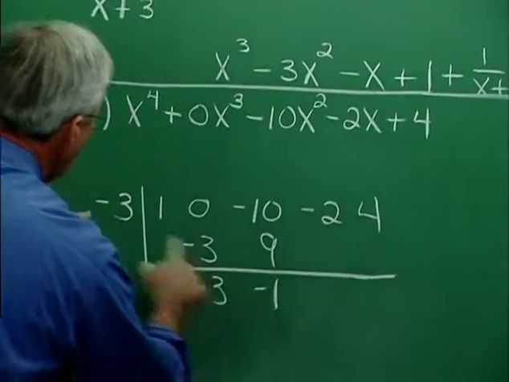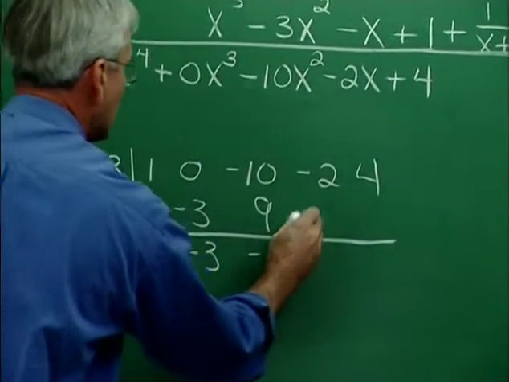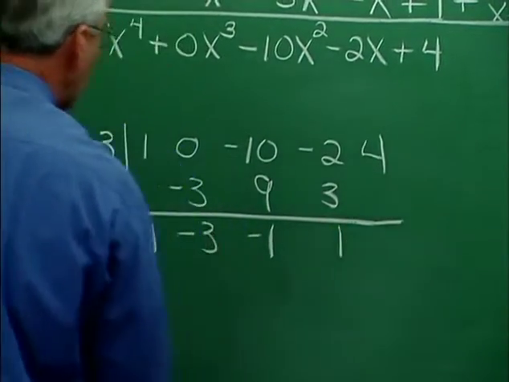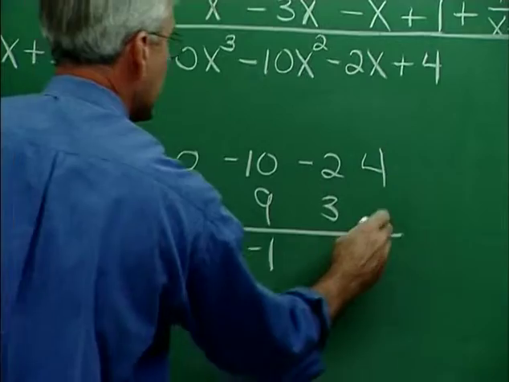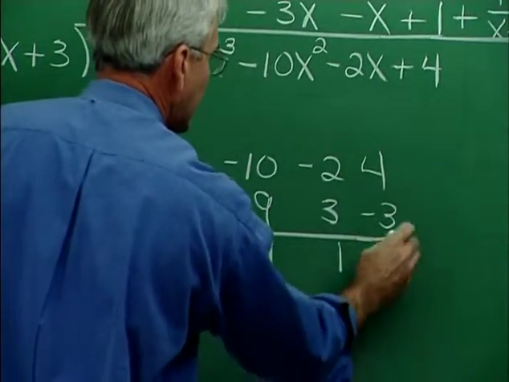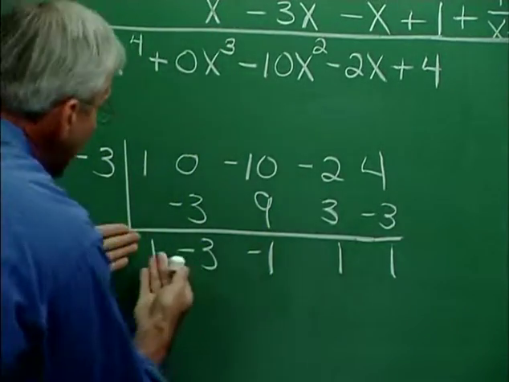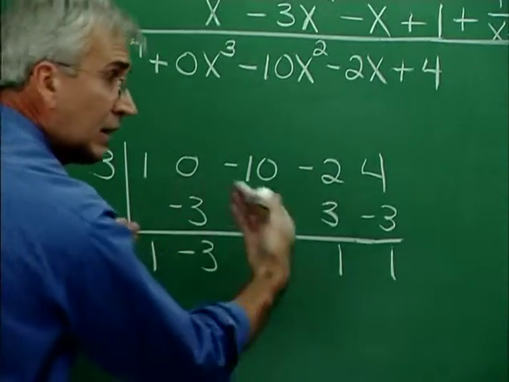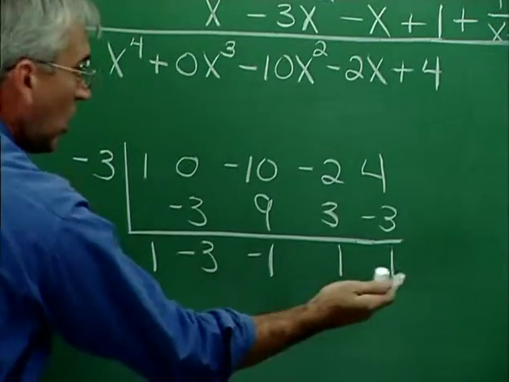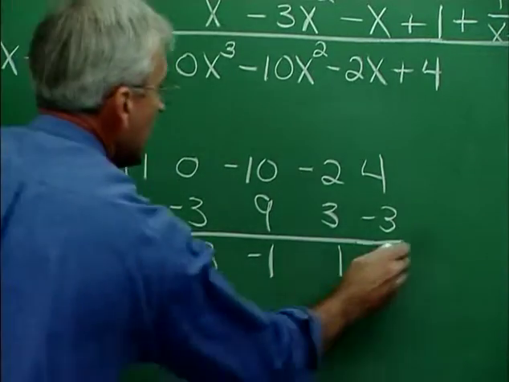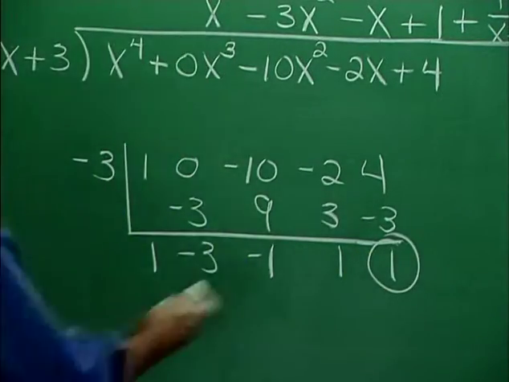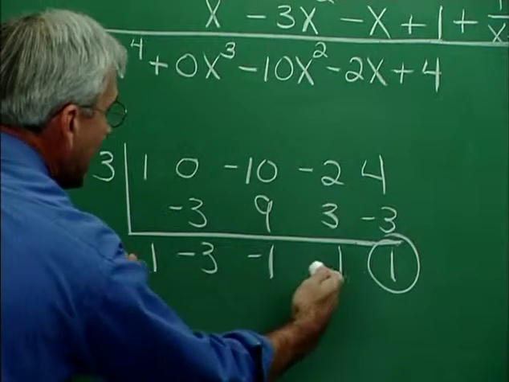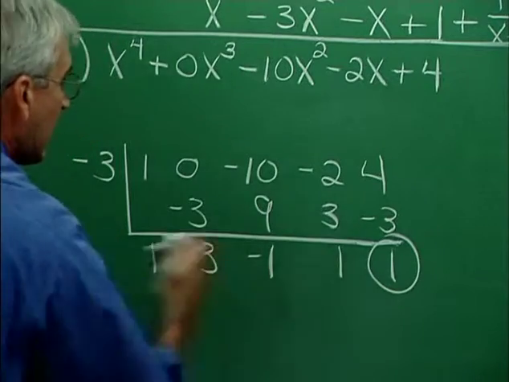All right, at this point, we're multiplying here. -3 times -1 is 3. Add these two: -2 with 3, that's 1. -3 times 1 is -3, and then adding these two, we get a 1. Now, the entries down here turn out to be the coefficients and the constant and the remainder involved in our answer. This is the remainder. The last entry is always the remainder. And these are the coefficients, and that's the constant involved in the answer polynomial.